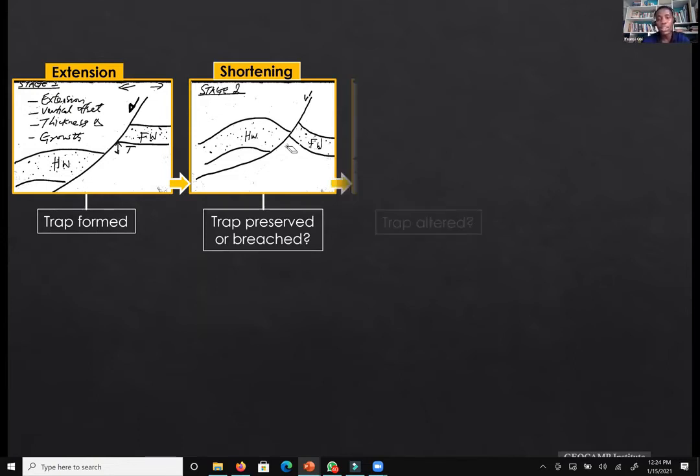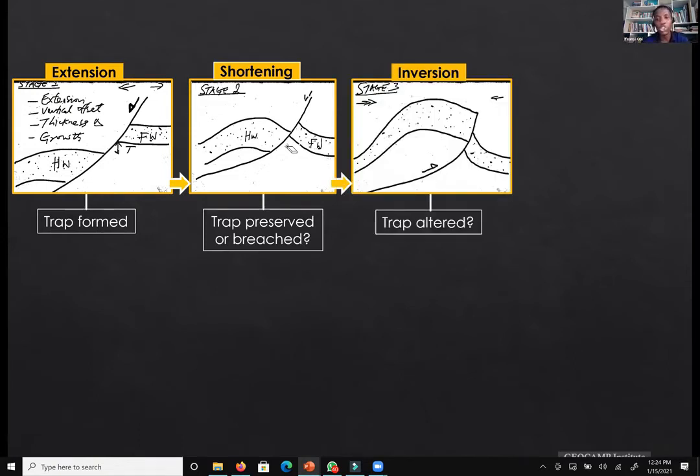Now, let's assume that this shortening continued, and at a point we have some kind of reversal in the placement of these layers. What you see by this time is that we have inversion, right? Structural inversion. That is telling us that if it was breached, by this time you can even argue that things have worsened, right? Because we've almost lost the original trapping configuration that we had.